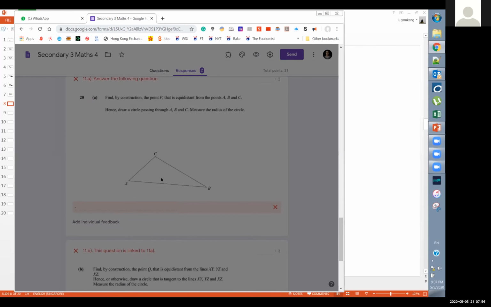This is the one you asked me about, the bearing and then equidistant. That's why I want to take this opportunity to talk about this. But looks like we are a bit running out of time.